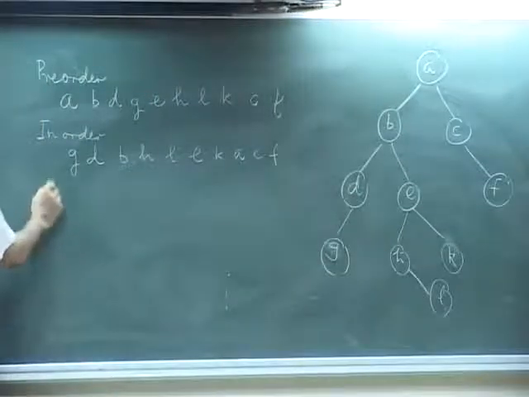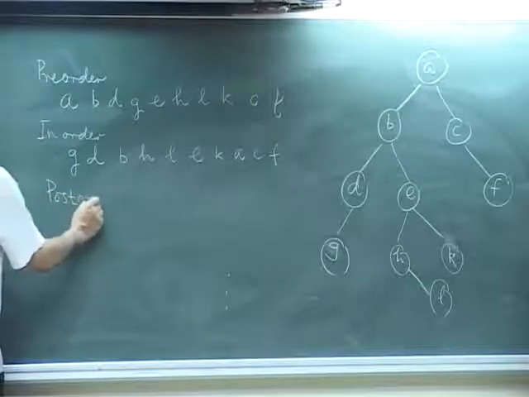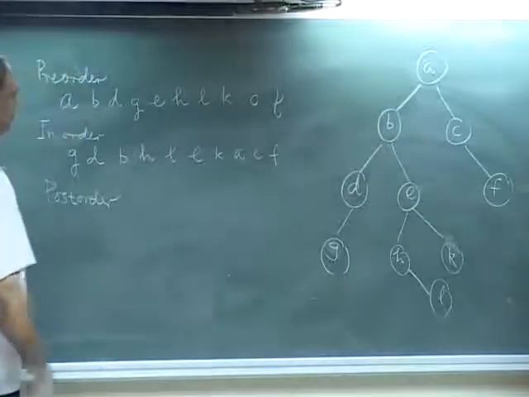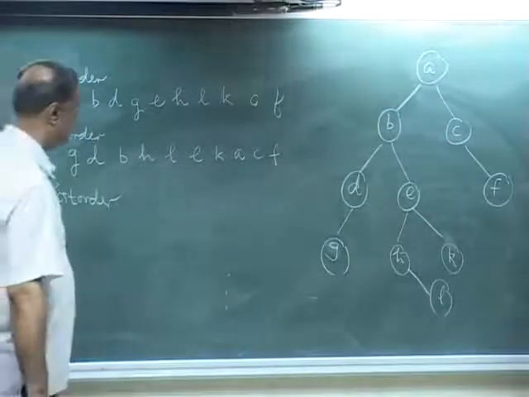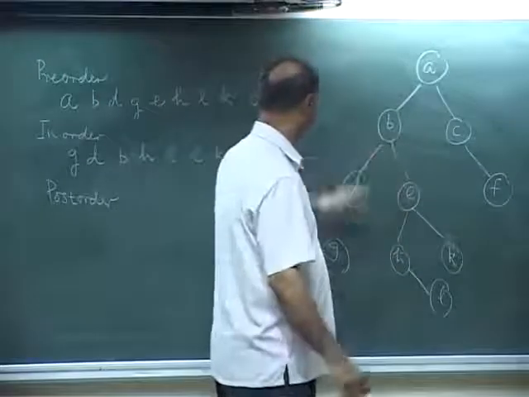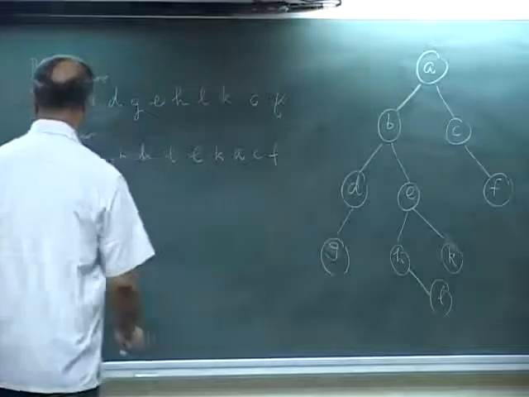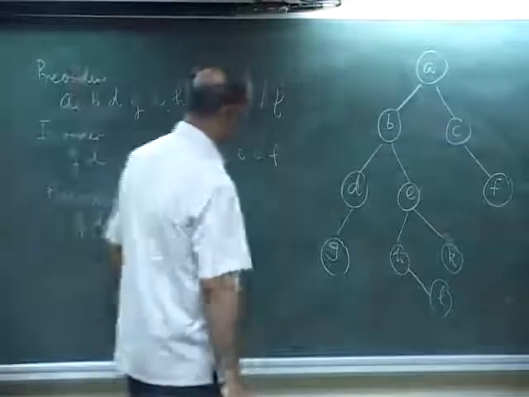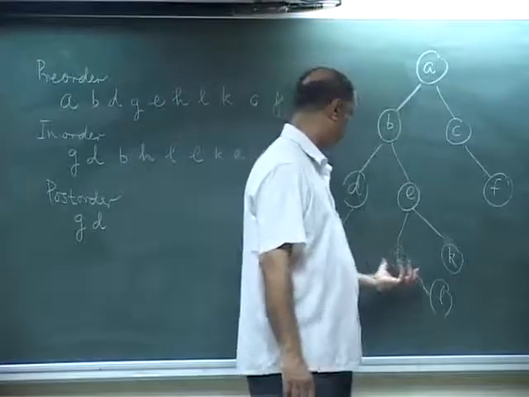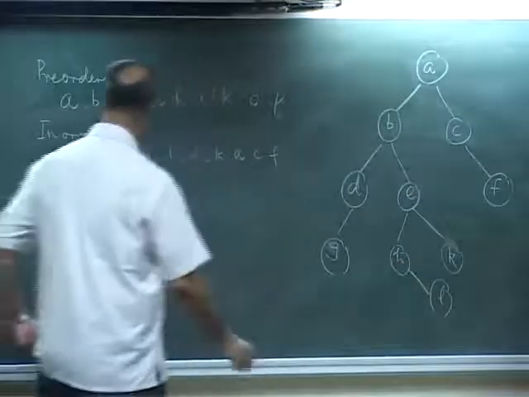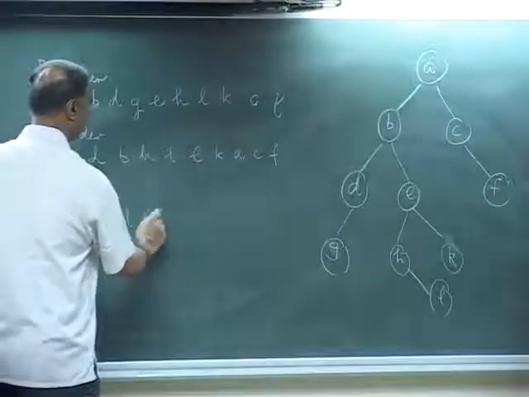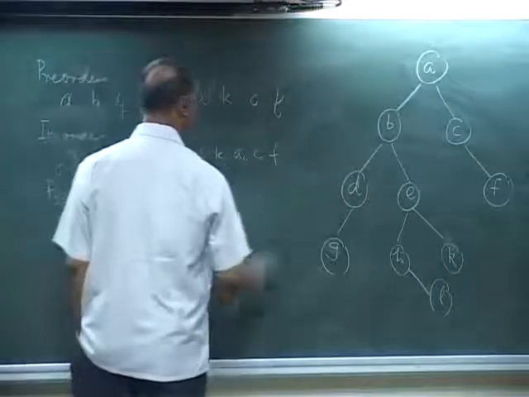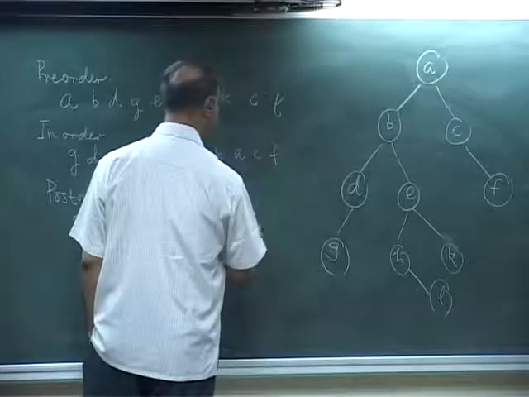And if I traverse post order, then it is the left subtree, right subtree, and then the root. So the left subtree gives G, D, then the right subtree: L, H, K, E, B, F, C, A.